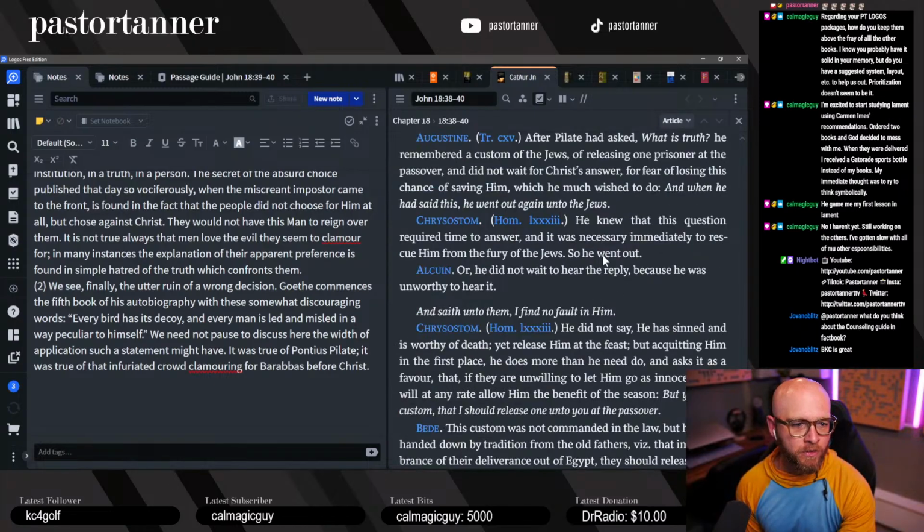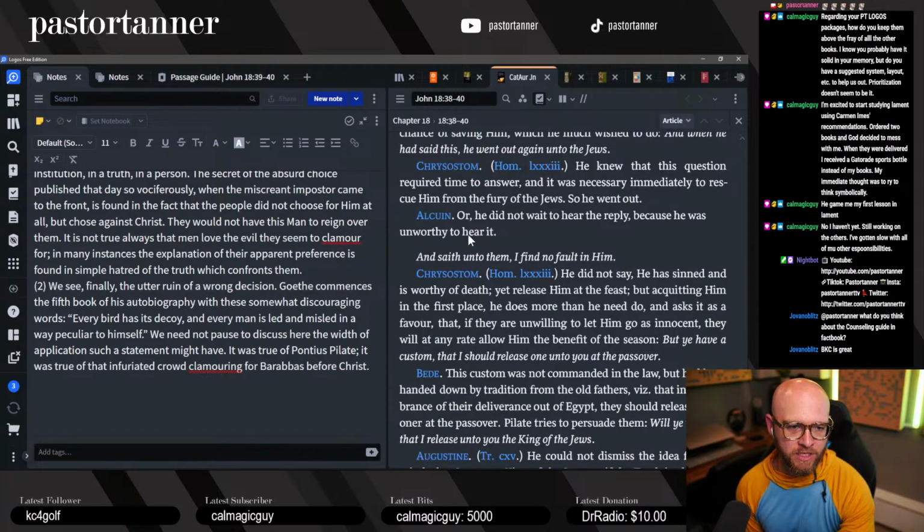So, not too helpful. Chrysostom: he knew that this question required time to answer. It was necessary immediately to rescue him from the fury of the Jews, so he went out. Chrysostom probably following in Augustine's footsteps there. Alcuin: or he did not wait to hear the reply because he was unworthy to hear it.